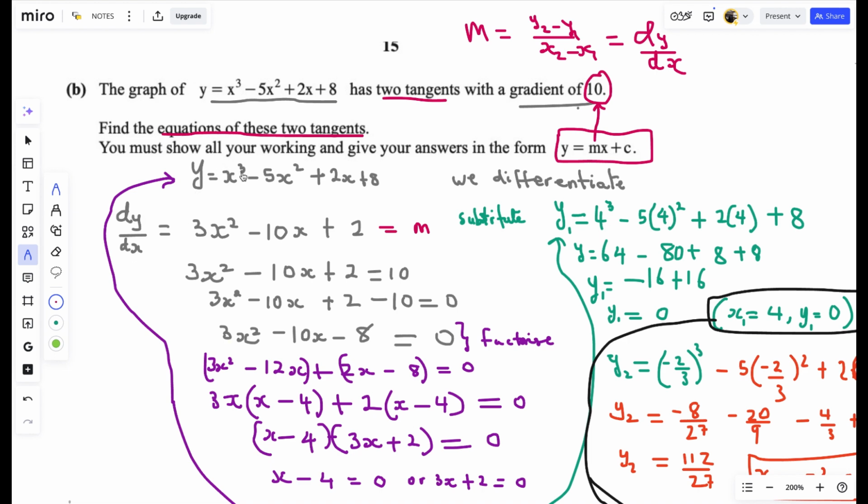How do we do the differentiation? You bring the power to be the coefficient, bring this 3 in the power to the back of x. Then you say the power minus 1, so it becomes 3 minus 1. So it becomes power 2.